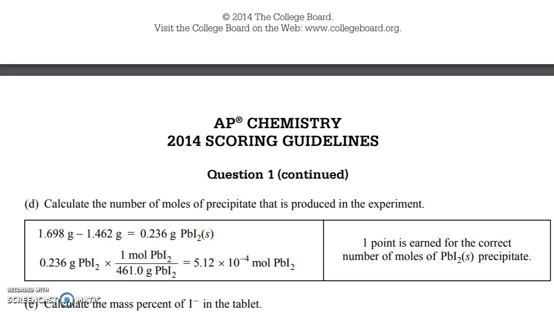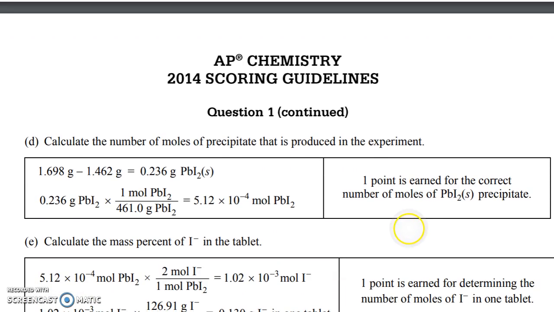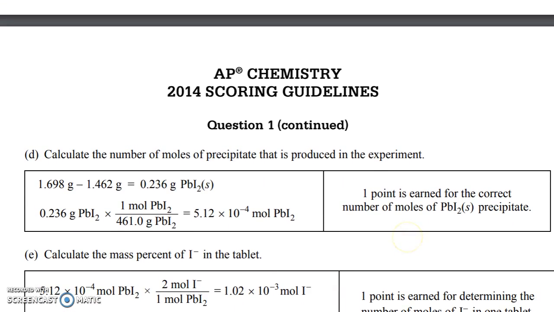95%. You don't need a percentage. If I have PbI2, for every 1 mole of lead, I have 2 moles of iodine. So what do you do? You just multiply it by 2. Okay? So that's just to find the moles.